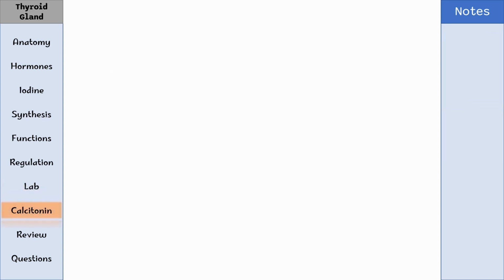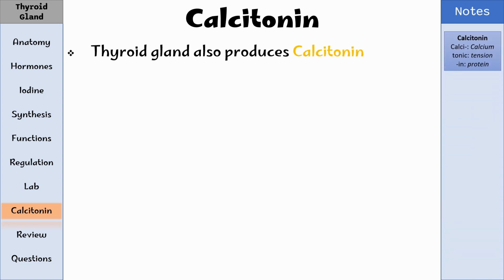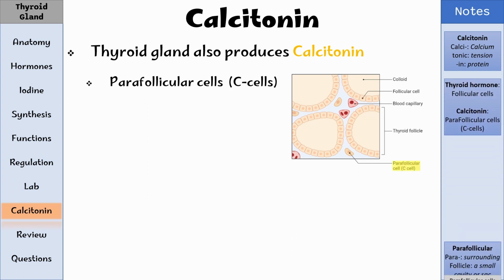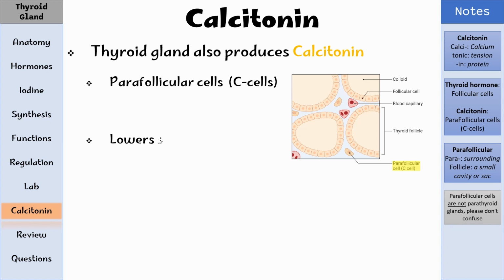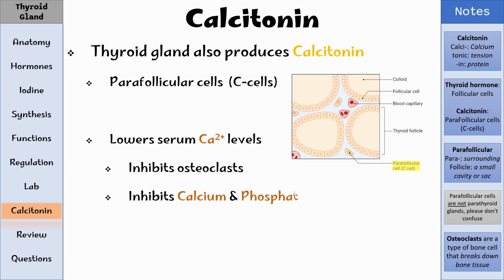Besides thyroid hormones, the thyroid glands also produce another hormone called calcitonin. It is synthesized by the parafollicular cells, also called C cells. Calcitonin's major effect is to lower the serum calcium level. It does that through several effects. It suppresses bone resorption by inhibiting osteoclasts. It also inhibits renal reabsorption of calcium and phosphate. And it also increases the amount of calcium in the urine.